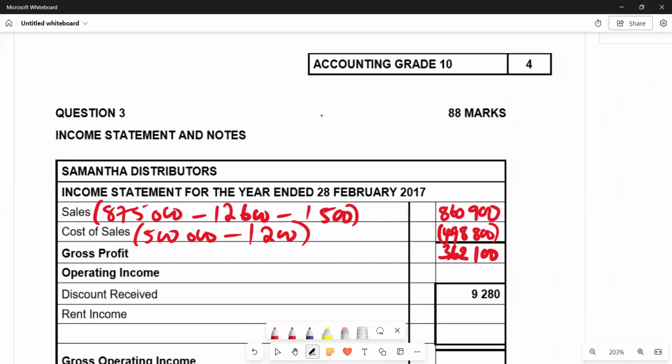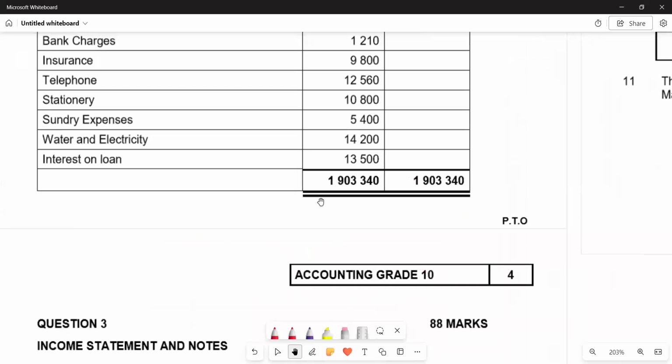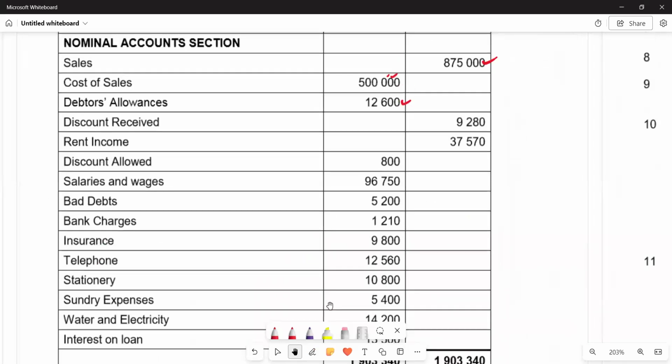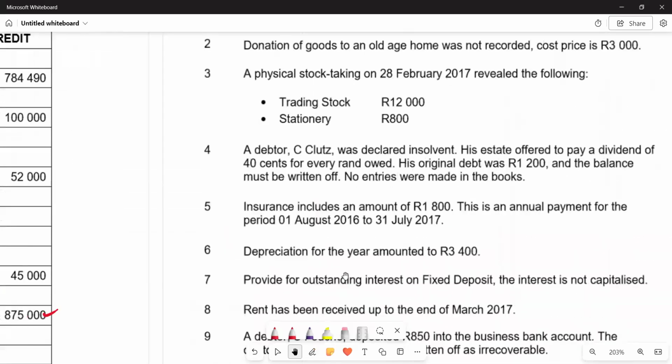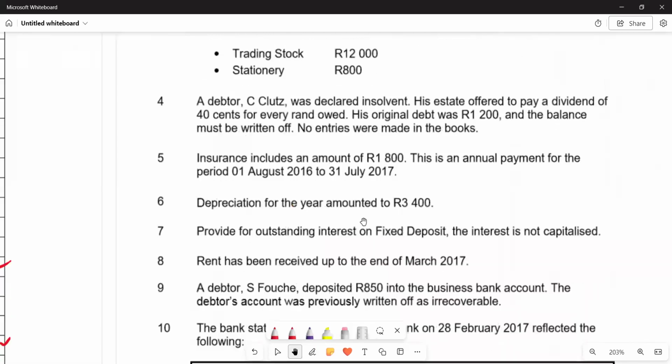So from there, we go to the operating income section. We're just going to see discount received is pre-entered, 9,280. Then we check our rent income. For our rent income, we also have to go to additional information to check the figure that we have for rent income. So rent income is here. We have got 37,570. But before we enter that figure, we need to go to additional information to check if we have got any adjustments about rent income. So if you come here, we see that we have got an adjustment there on item 8.